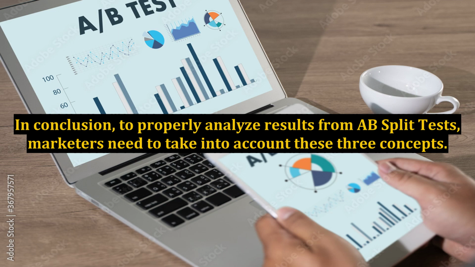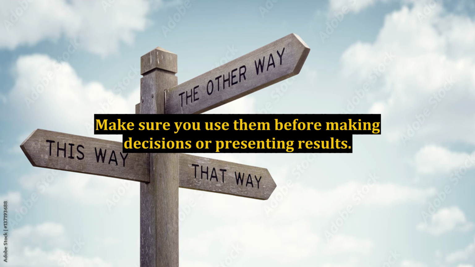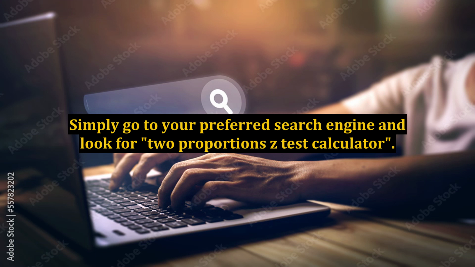Sample charts. In conclusion, to properly analyze results from A/B split tests, marketers need to take into account these 3 concepts. Otherwise, A/B split testers could be incorrectly declaring winners and depriving their companies of significant revenue. There are easy-to-use tools available online that navigate around these blind spots. Make sure you use them before making decisions or presenting results. Simply go to your preferred search engine and look for 2 proportion Z test calculator.